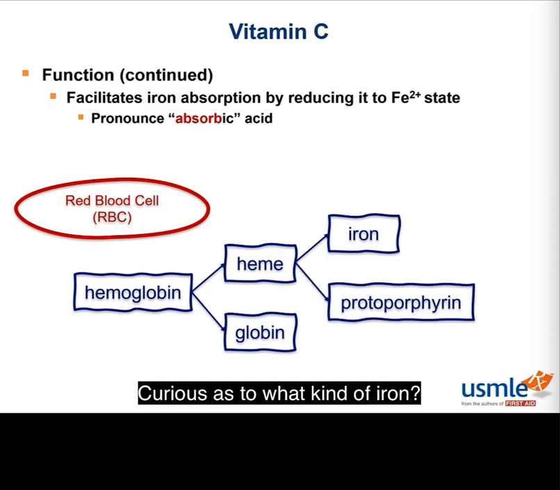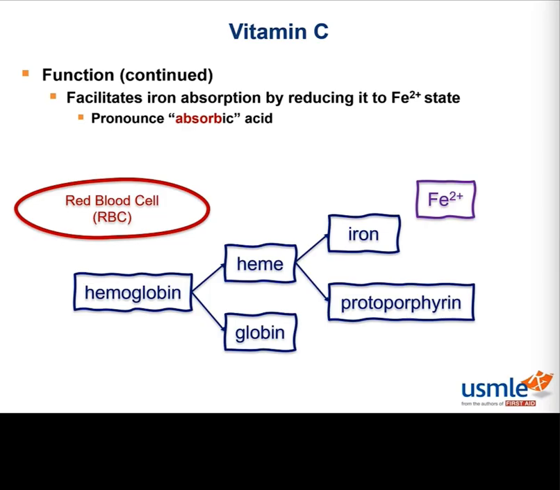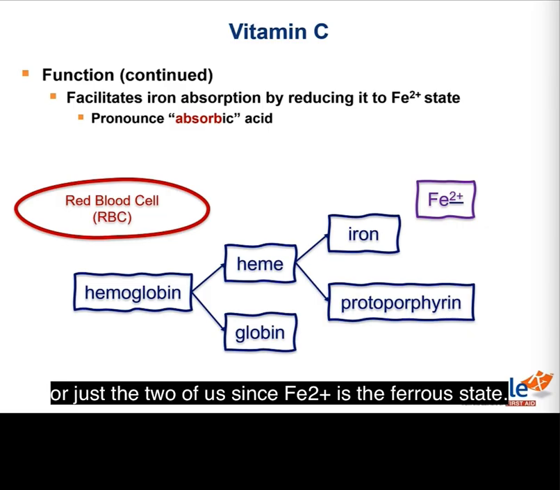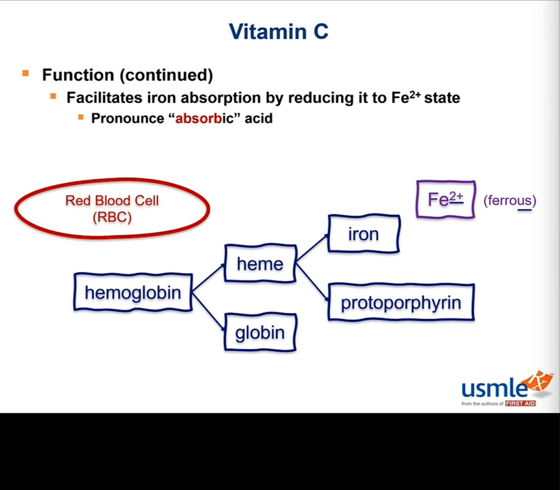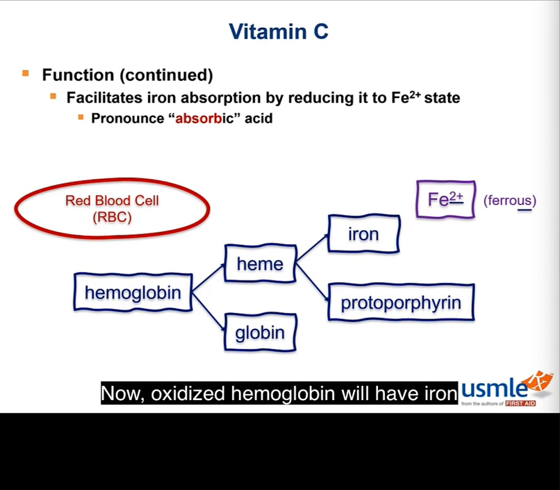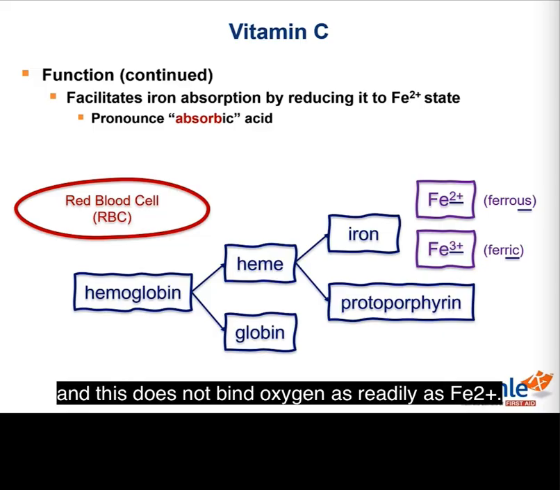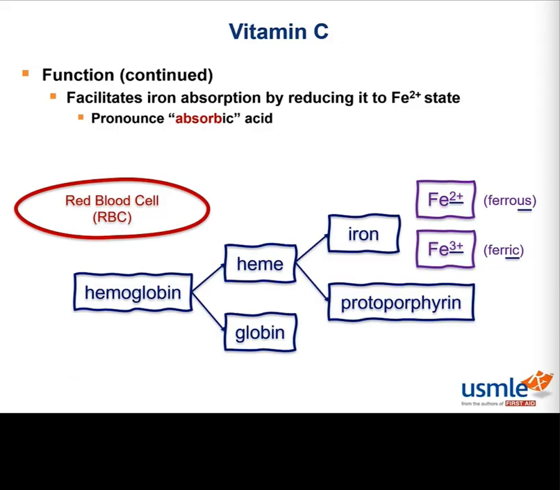Curious as to what kind of iron? Of course you are. Iron in our hemoglobin is normally in a reduced state, or Fe2+. I like to remember it as reduced to just 2, or just the 2 of us, since Fe2+ is the ferrous state. Now, oxidized hemoglobin will have iron in the Fe3+ or ferric state, and this does not bind oxygen as readily as Fe2+.